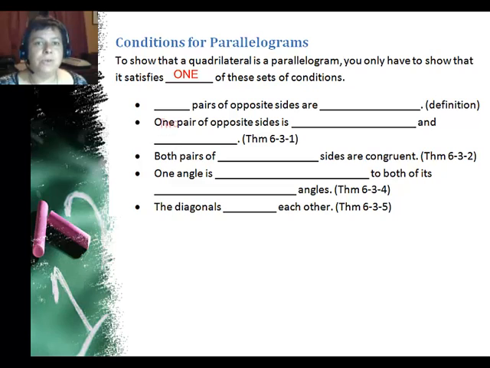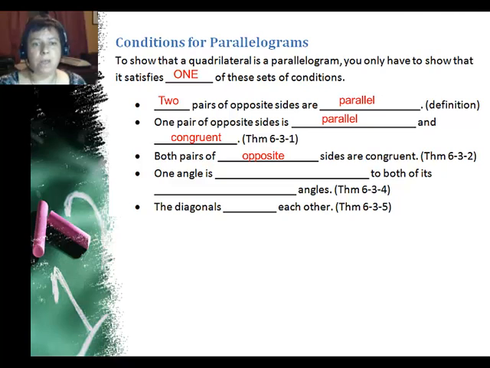First of all, just one is good enough. You can have two pairs of opposite sides that are parallel, and that's the definition of a parallelogram, so you can just say definition. You can also say one pair of opposite sides is parallel and congruent. I'm not showing that the two opposite pairs are parallel, I'm just focusing on one set of parallel sides, and if they're parallel and congruent, that's good enough. Or I can say both pairs of opposite sides are congruent.